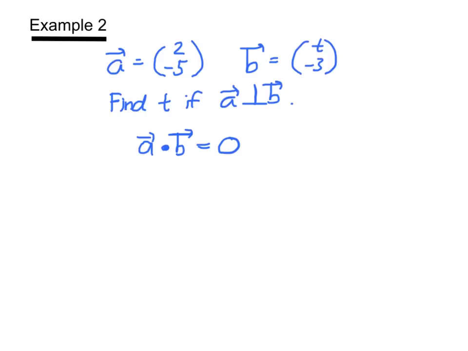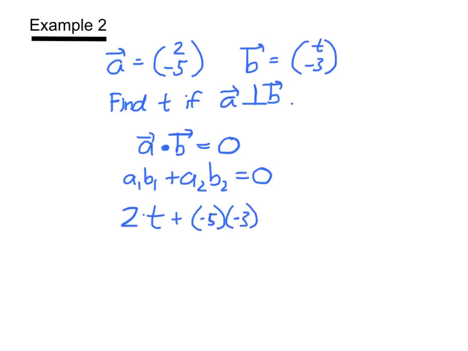And the easier form of the product rule to use is the algebraic form. So we have A1 times B1 plus A2 times B2 equals 0. And this expression has to be true if the two vectors are perpendicular. So we can go ahead and fill in what we know here. We know A1 is 2. We know B1 is t. We know that A2 is negative 5 and that B2 is negative 3. And that equals 0. So now it's just a very simple algebraic equation to solve for t.